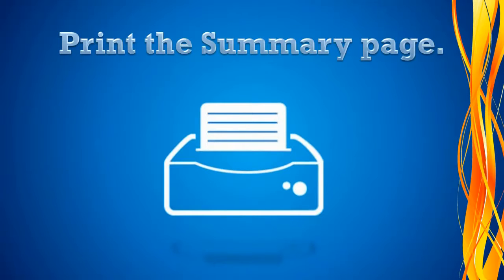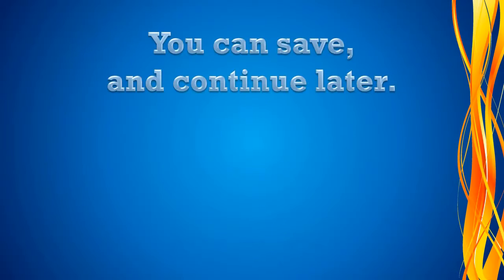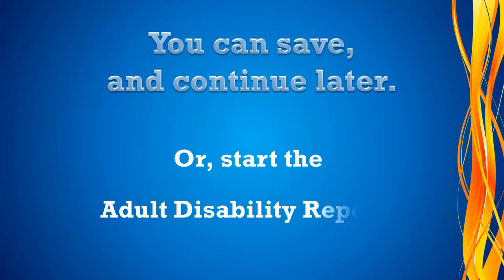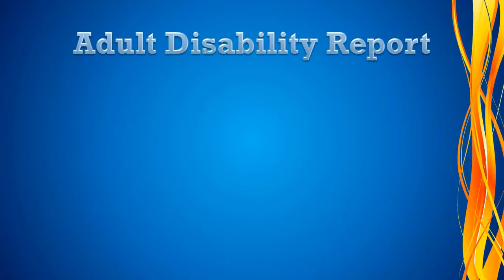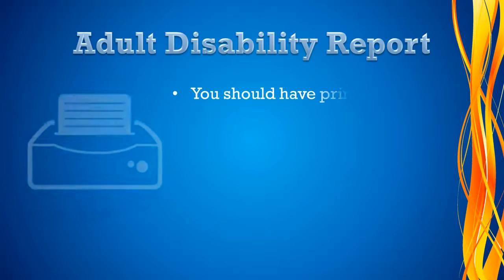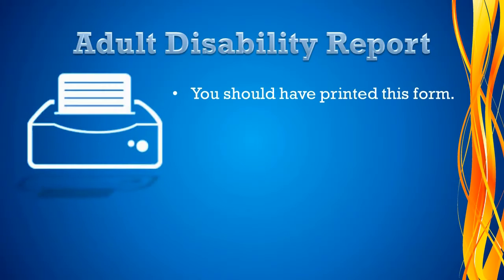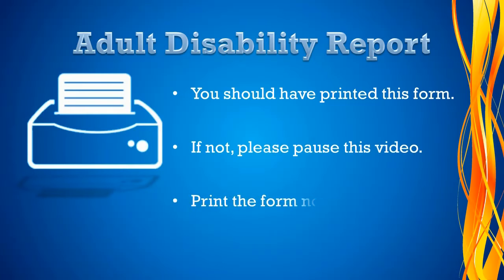After you submit your online application, you'll have an option to save and continue with the next step later, or you can begin to fill out the Adult Disability Report. In this part of the video, we'll show you how to fill out and complete the Adult Disability Report online. You should have printed the form before you started this video. However, you can pause this video and print a copy from the resource section now.